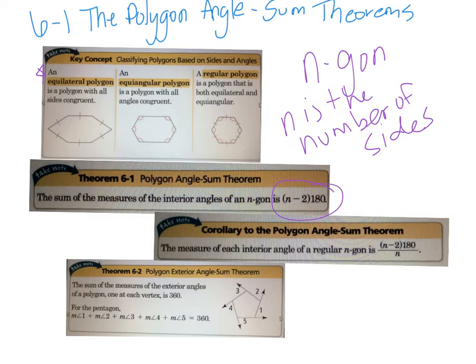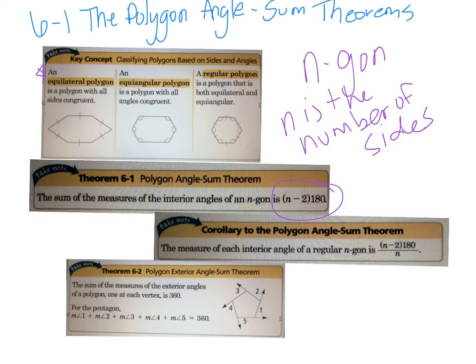The corollary to that is that if you're trying to find each interior angle, this is each individual angle, just one angle measure. The theorem is for the sum of all of them. If you're trying to find one, you're going to do that same exact equation, n minus 2 times 180, but this time you're going to divide it by n. So for a pentagon, it would be 5 minus 2 times 180 divided by 5. So those two equations, you're going to want to get very familiar with them, have them memorized, and know how to use them.